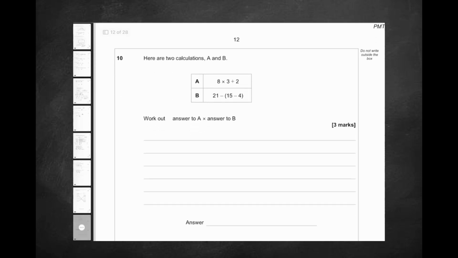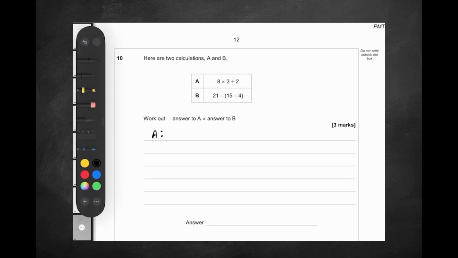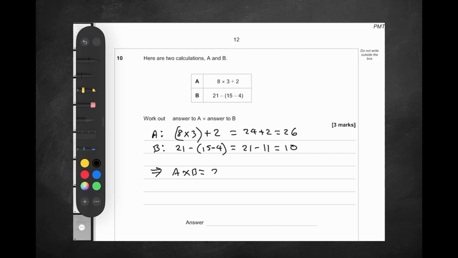Question number 10. Here are two calculations, A and B. Work out the answer to A multiplied by the answer to B. So A is going to be 8 times 3, which I'm going to put in brackets to make it easier, plus 2 as you do the multiplication first. That's just 24 plus 2, which is just 26. And B, 21 minus 15 minus 4, is 21 minus 11, which equals 10. Therefore, A times B equals 26 times 10, or 260.